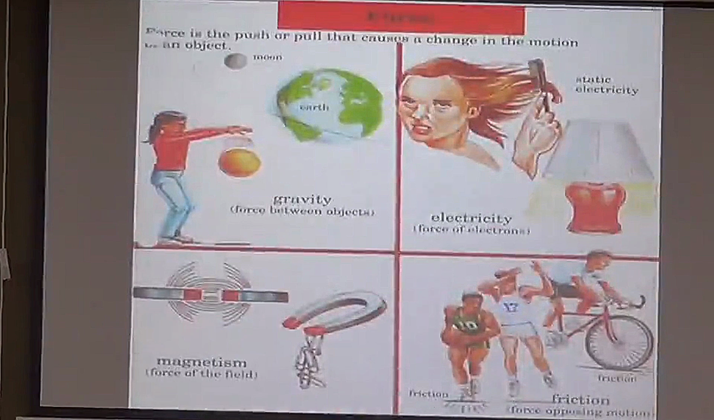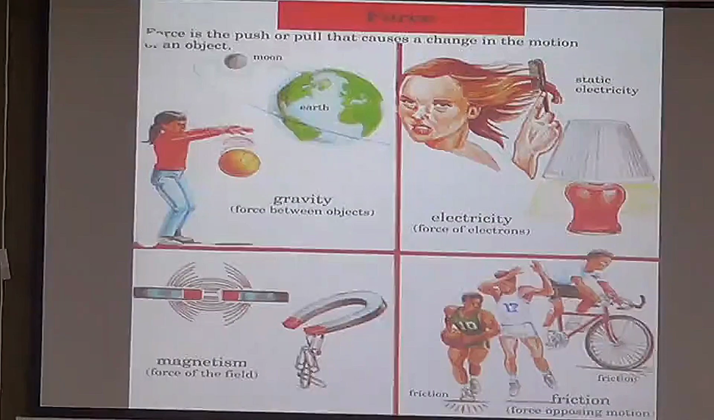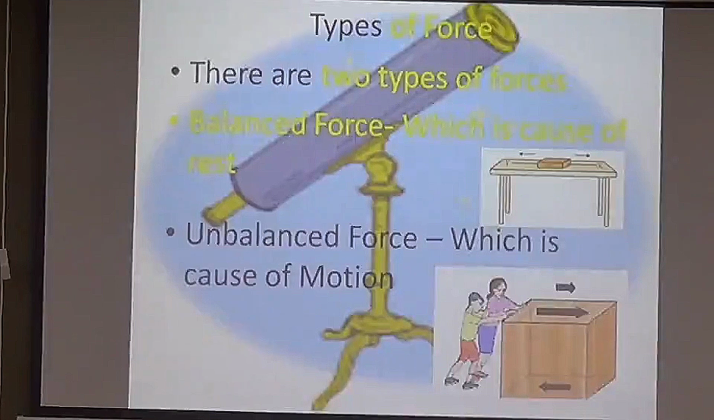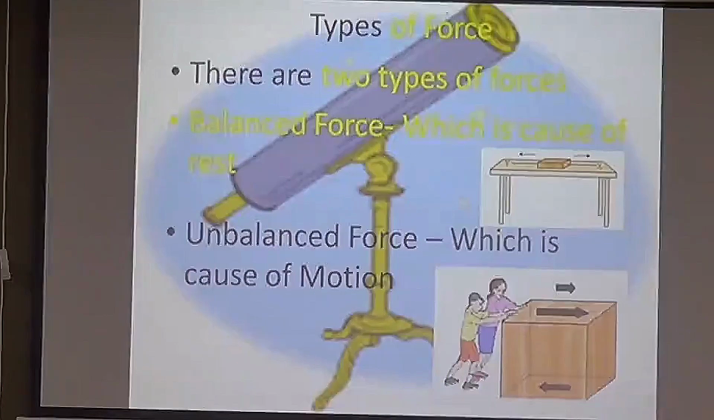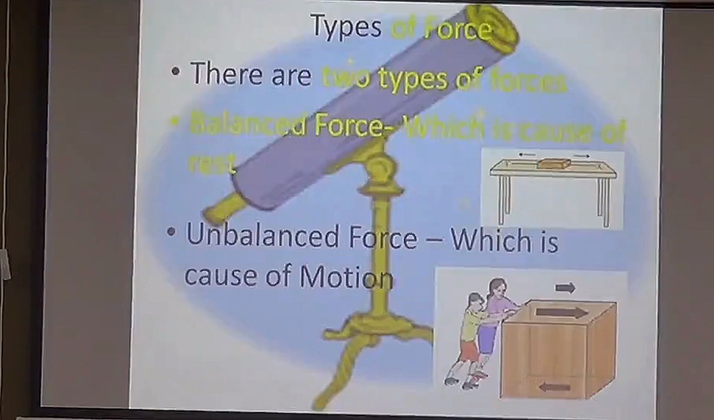There are different types of forces like the force of gravity, electrostatic force, force of magnet, and the force of friction. Broadly, they can be further divided into two: balanced forces and unbalanced forces. The system of forces which does not make the body move, keeping it at rest, is called balanced forces, and the system which makes the body move is called unbalanced forces.